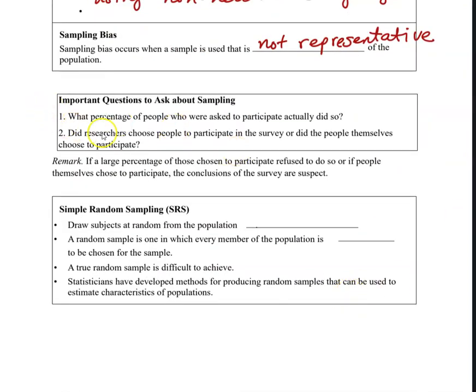A couple of important things to keep in mind. What percentage of people who were asked to participate actually did so? So that could create what's called a voluntary response bias. So that's another type of bias. So how many people who were asked to participate actually did? Did the researchers choose people to participate, or did they put themselves in the study? That can sometimes create some biases there.